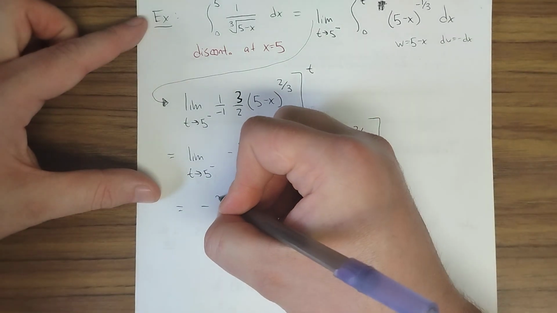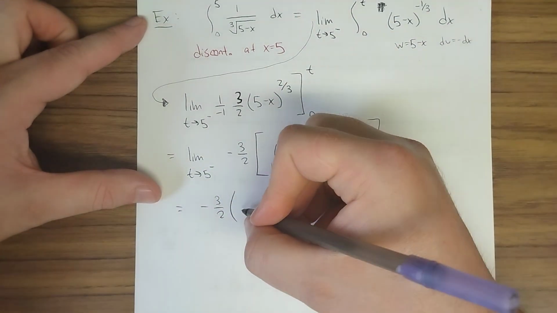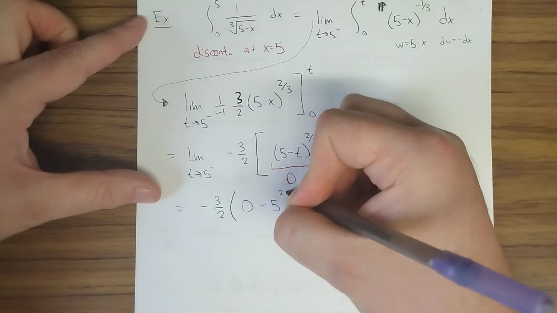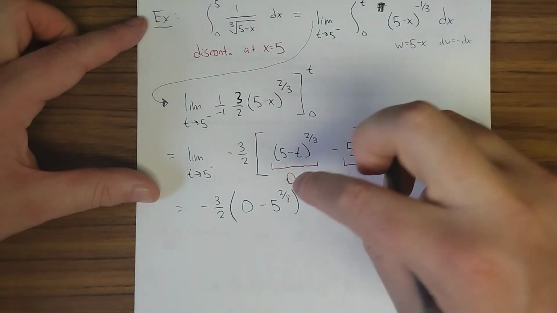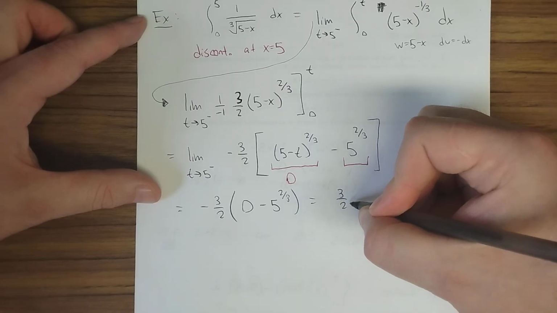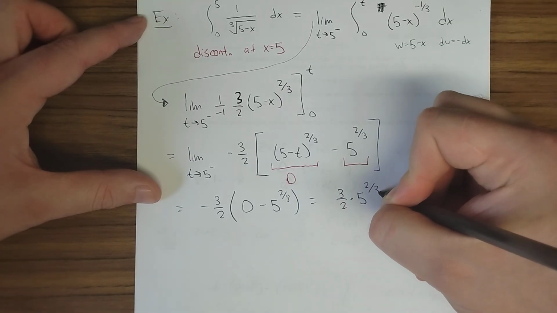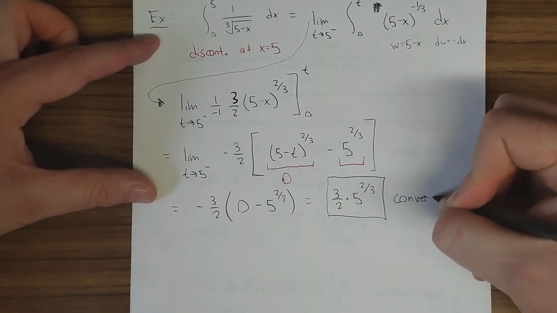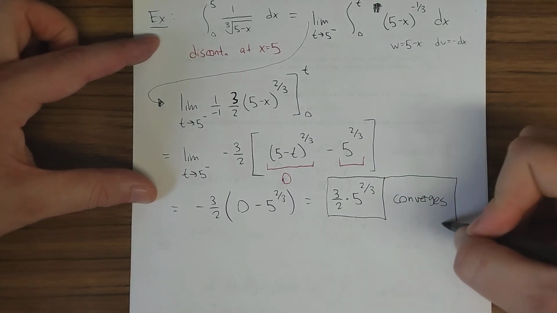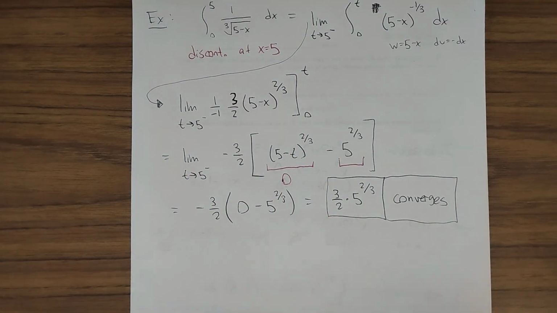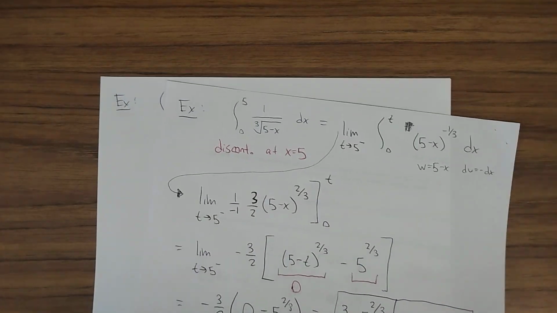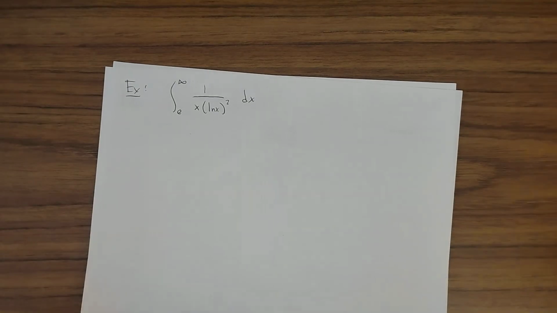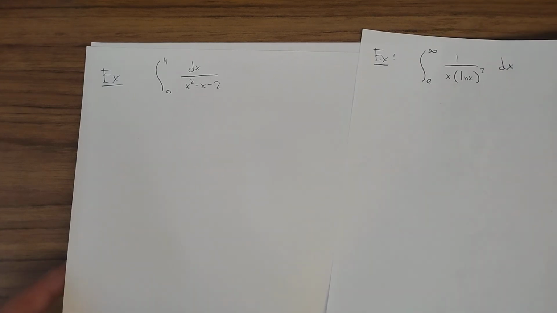So I've got a negative 3/2 times 0 minus 5 to the 2/3. So let's just call that 3/2 times 5 to the 2/3. Oh, and it converges, because we just got a finite answer. Great. Now let me skip to this one.